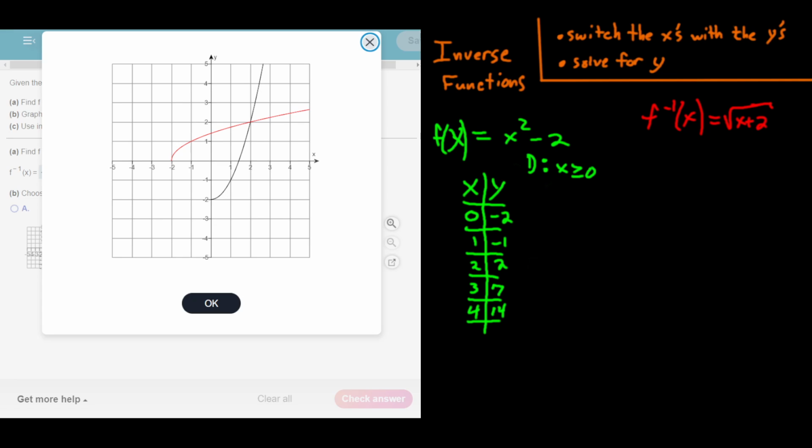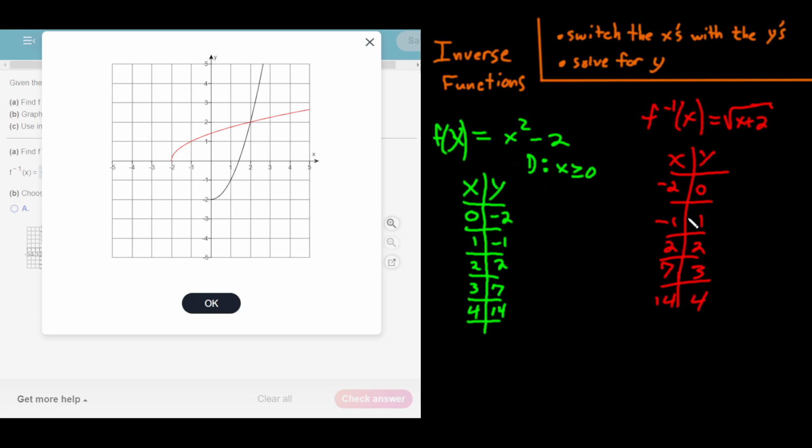And what about the inverse? So remember, with the inverse, if you got your hands on your original, and we got that by considering the domain here and plugging in what's allowable, we plugged 0 and everything greater than or equal to 0. 1, 2, 3, 4, right? So for the inverse, it's the same deal. You're going to go ahead and switch the x's and the y's. That'll be negative 2, 0, negative 1, 1, 2, 2, which doesn't do anything, right? 7, 3, and 14, 4.